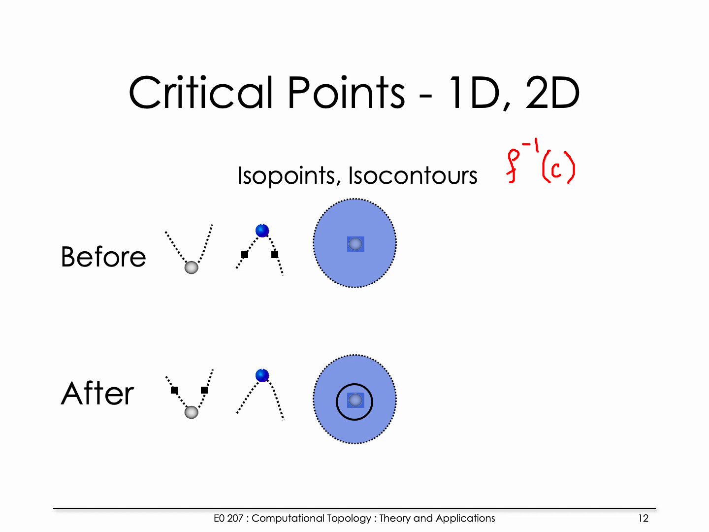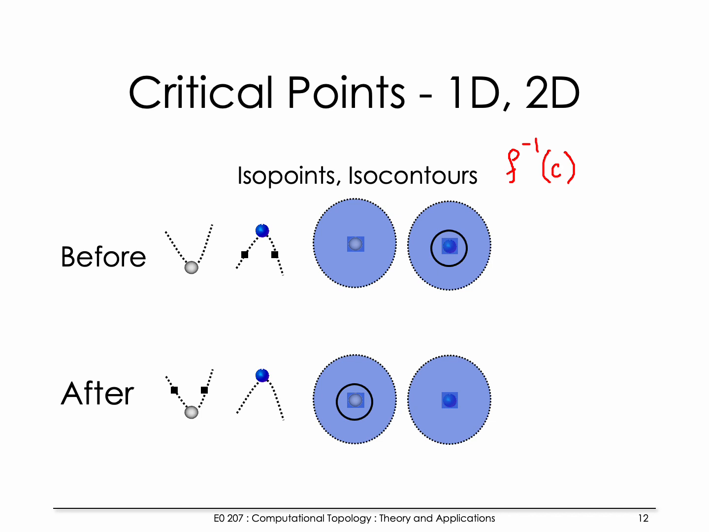Let me restate that in a language that we are going to use later. Before I hit the minimum, the isocontour has 0 components. After I cross the minimum, the isocontour has 1 component. In the case of the maximum, before I reach the maximum, the isocontour has 1 component. After I cross the maximum, the isocontour has 0 components.